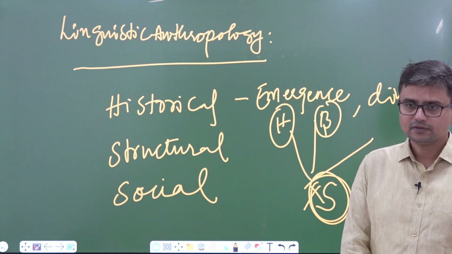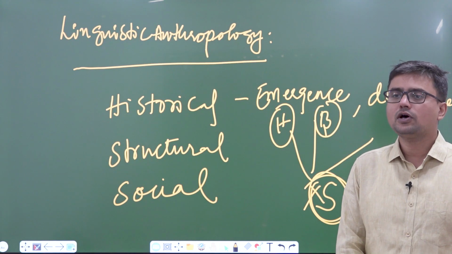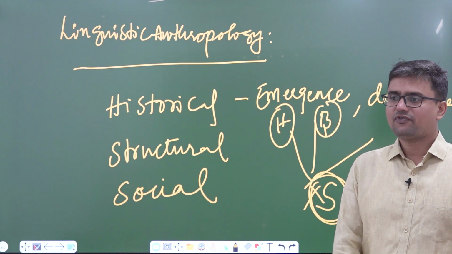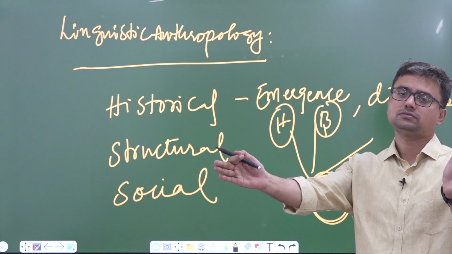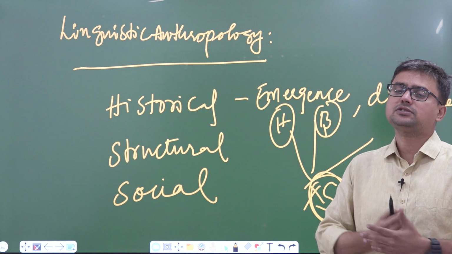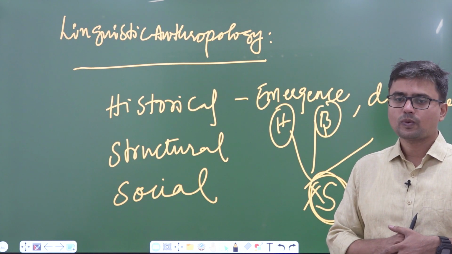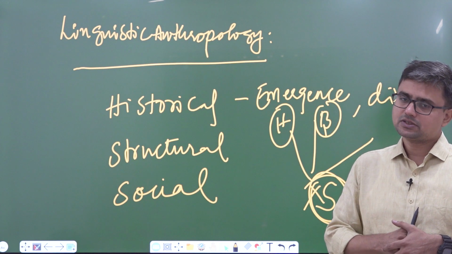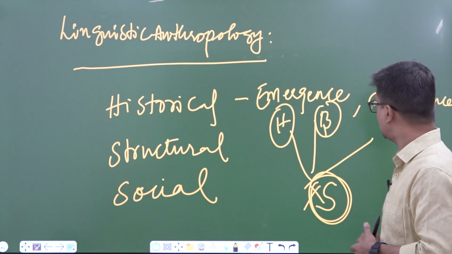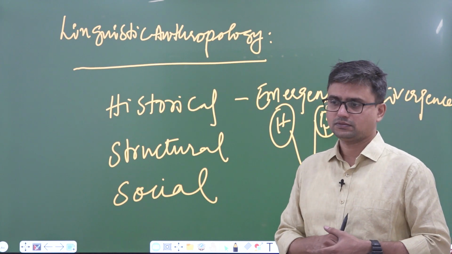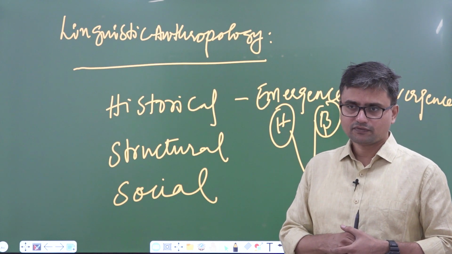Can we identify? Yes. Even though there is divergence, the point from where it diverged marks the point of common ancestry. So historical linguistics is concerned with the emergence and the divergence of languages.